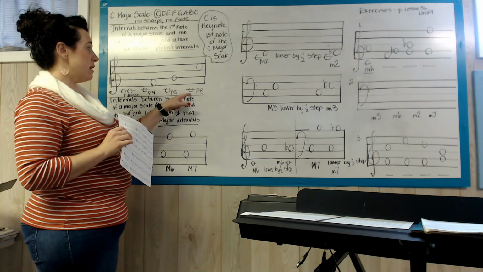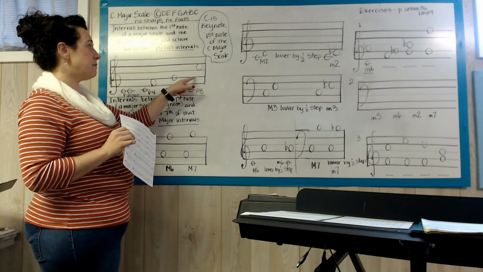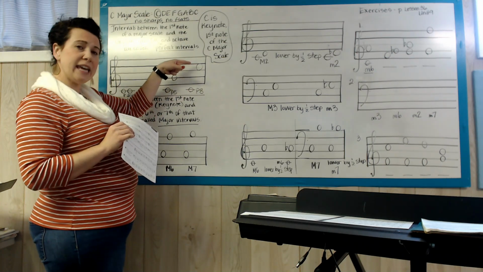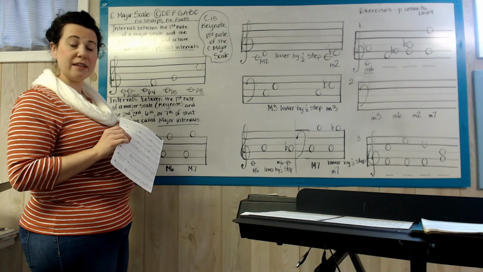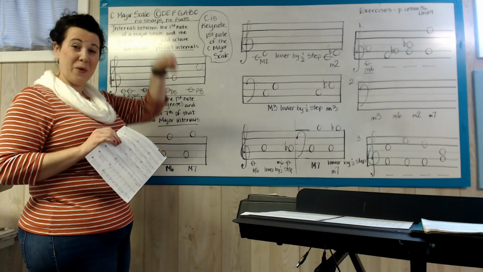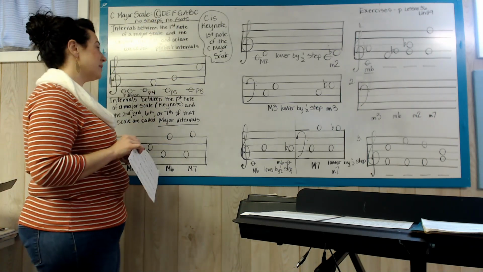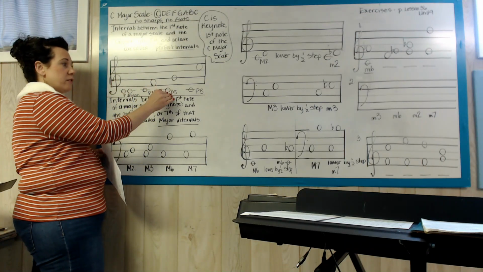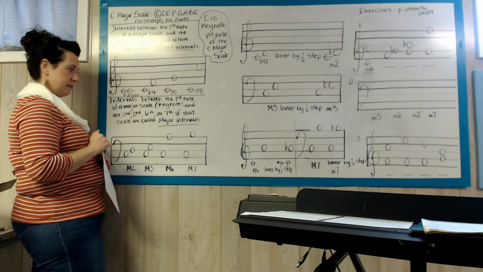C, D, E, F, G, A, B, C. C to D. That's a perfect eighth. Going from do, do. Okay. So we've done unison, perfect fourth, perfect fifth, perfect eighth.